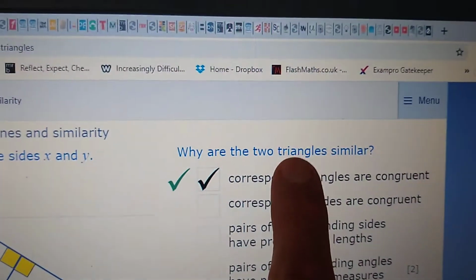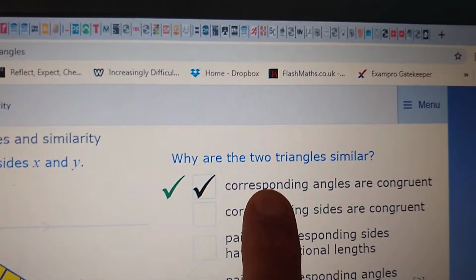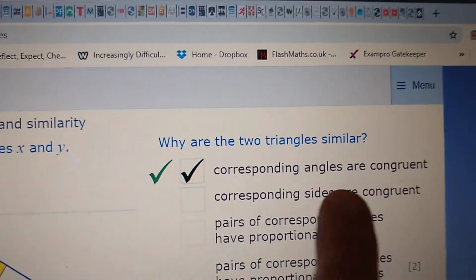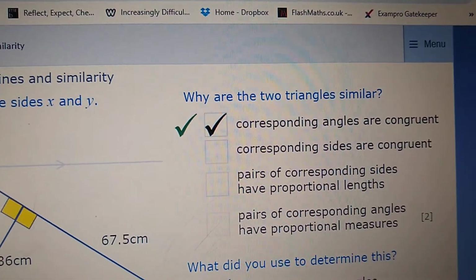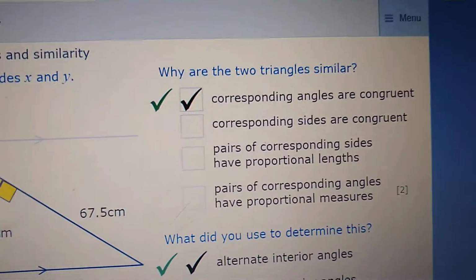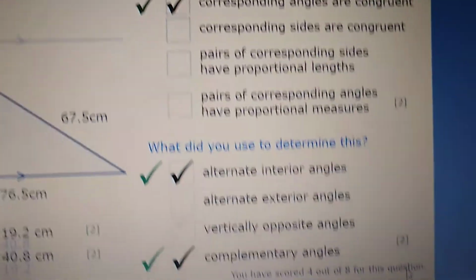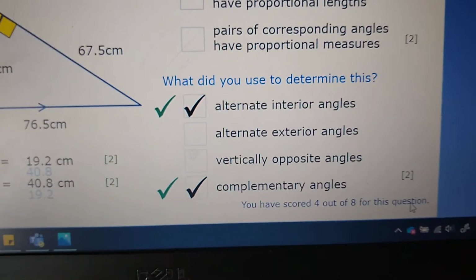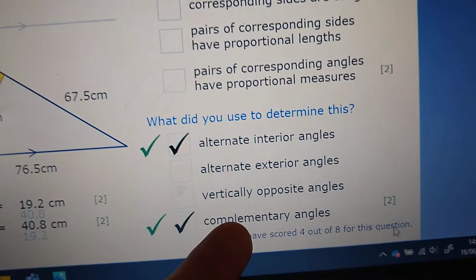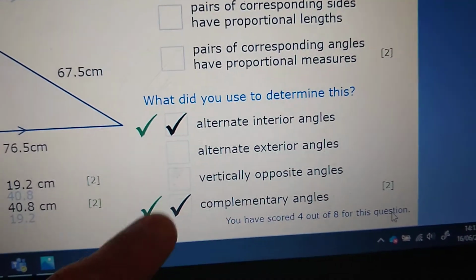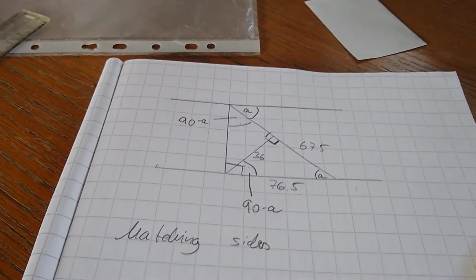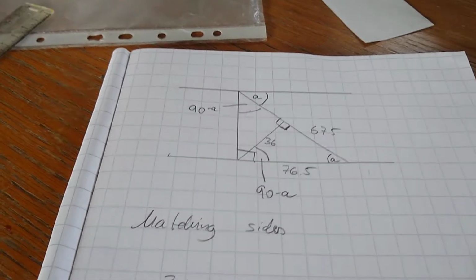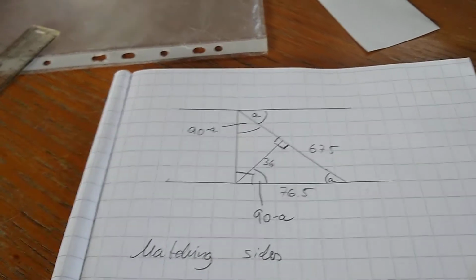That explains why, for the question up here, the two triangles are similar. Because the corresponding angles are congruent. All the angles that match up, so are corresponding within the triangle, are congruent, are the same size. What did I use to determine this? I've used alternate angles right at the start, and this thing called complementary angles here at the bottom, which are angles that add up to 90 degrees. Like we've done here, is 90 minus A. Okay?